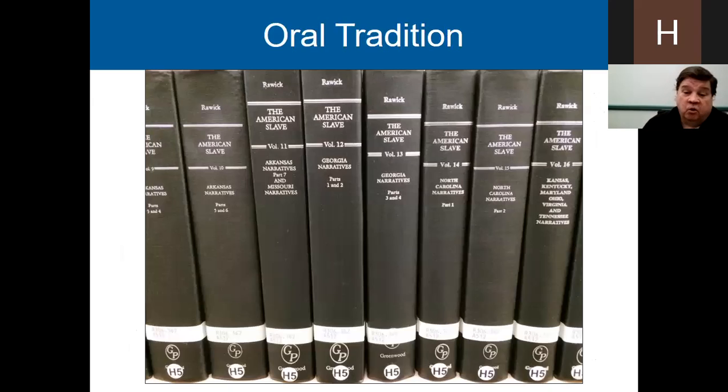We want to look at the oral tradition too. Stories get passed down through families, but sometimes they don't. And we have this whole series of books called The American Slave. These were put together during the Works Progress Administration. They needed things for people to do, and they sent people that knew how to write out to interview people who had been enslaved and were still alive.